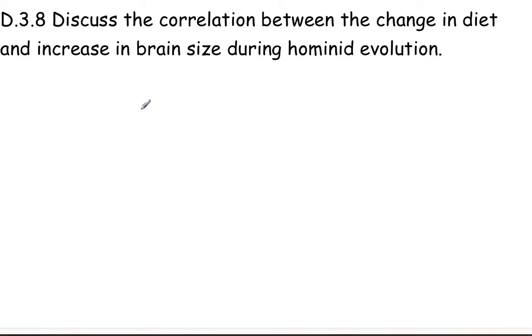Next, discuss the correlation between the change in diet and increase in brain size during hominid evolution. So the change in diet is basically a diet richer in proteins, correlating with hominid evolution over time. So this is a positive correlation. We do see as brain size is increasing, we see a diet richer in proteins. Most of the source of many of these proteins is through meat.